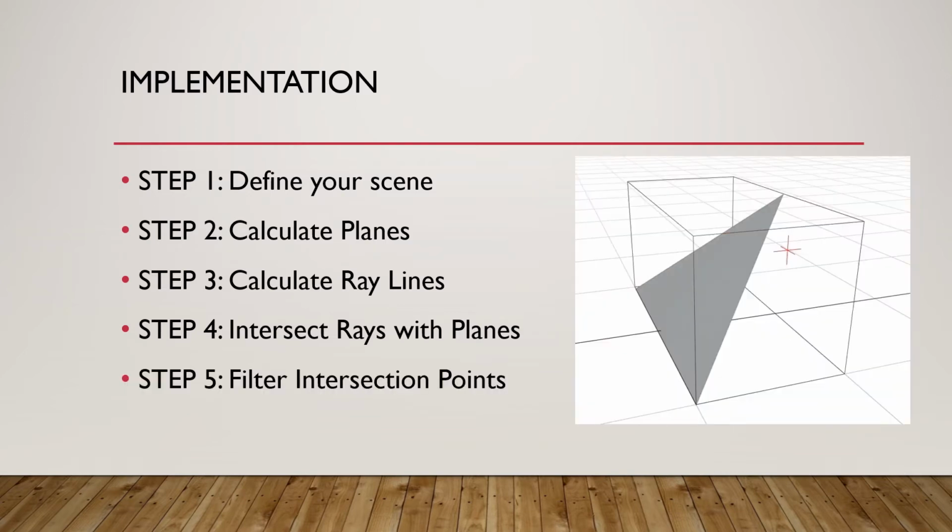So in step 5, we are trying to find the filter intersection points. So when you're going through a ray tracing algorithm, in this case, trying to find the actual triangle, not all intersection points will actually be valid. So we only care about the ones that are actually inside the triangle.